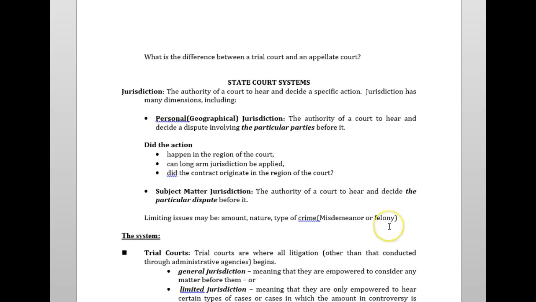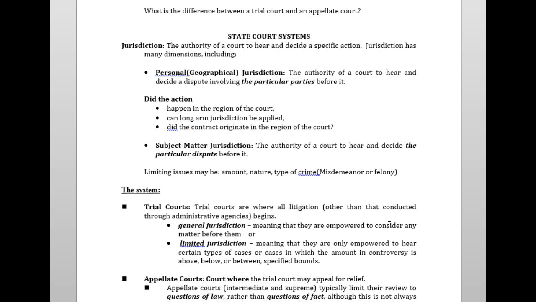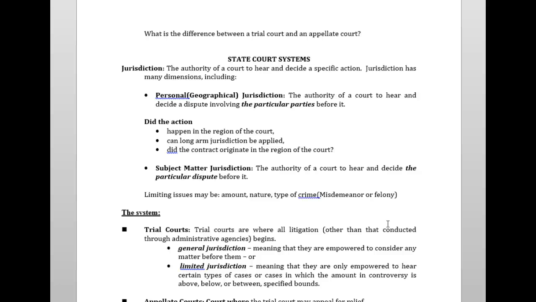Now we get to some more sticky part of this chapter. It's talking about the state court systems and how they are set up. Now let's look at the state court system. Let's review just a bit so you can get this all in your mind.